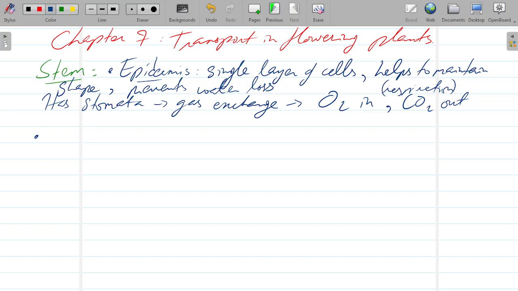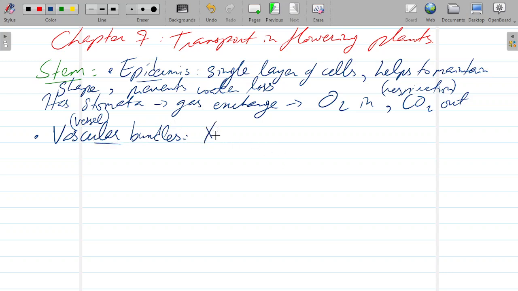Yes? Next up, we have the vascular bundles. The vascular bundles are what the xylem and phloem are called when they are referred to together. Vascular comes from vessels. Bundles.